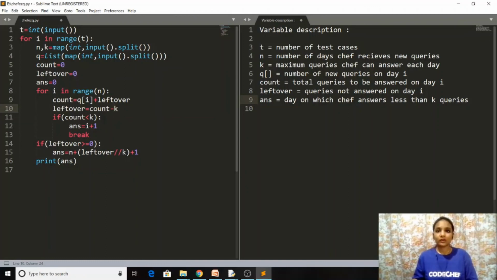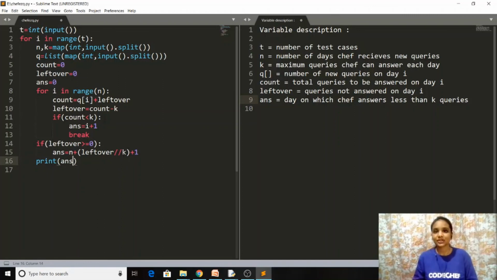Now there will be one more condition, that is if there are leftover queries that have not been answered by chef even when he has stopped receiving new queries. So in that case, the condition will be if leftover is greater than or equal to 0. So if there are still leftover queries left, or your leftover is not negative in this entire scenario, then we only need a simple formula to calculate our answer, and this formula will be n, the number of days that chef has received new queries, which we will always include, plus the leftover divided by k.